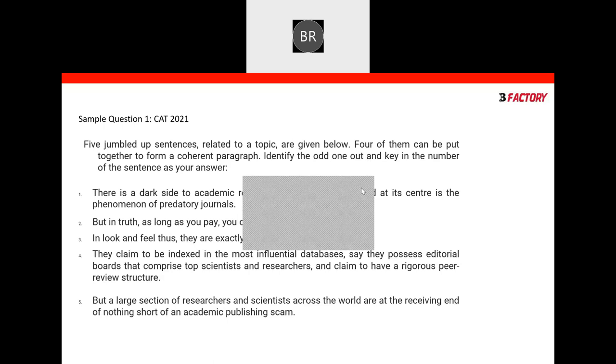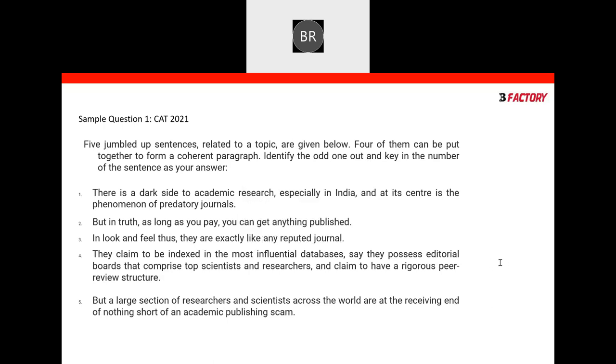Look for the one which is out of place, or try to form an order of sentences, and one will be left behind. Or try to see which one is not related to the actual theme which connects the others. These are the thought processes which can lead you to the right answer.